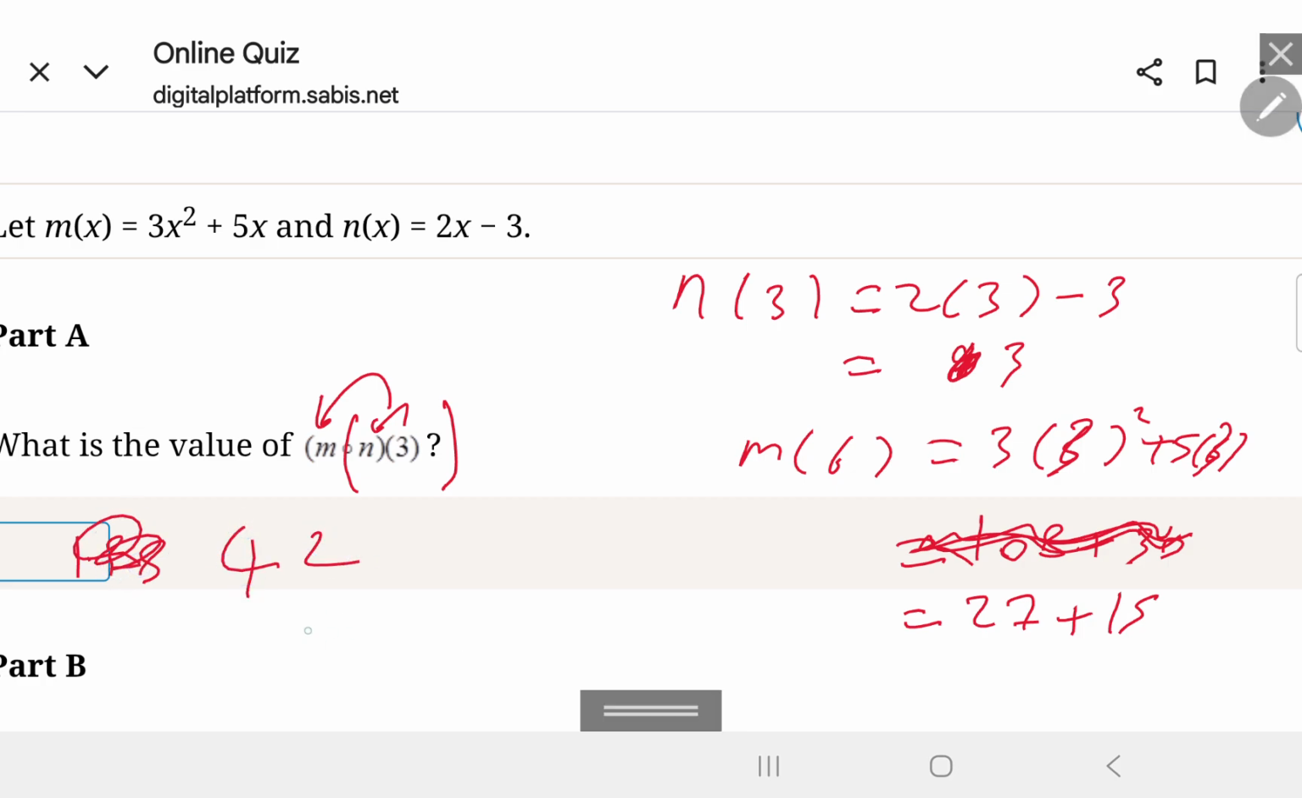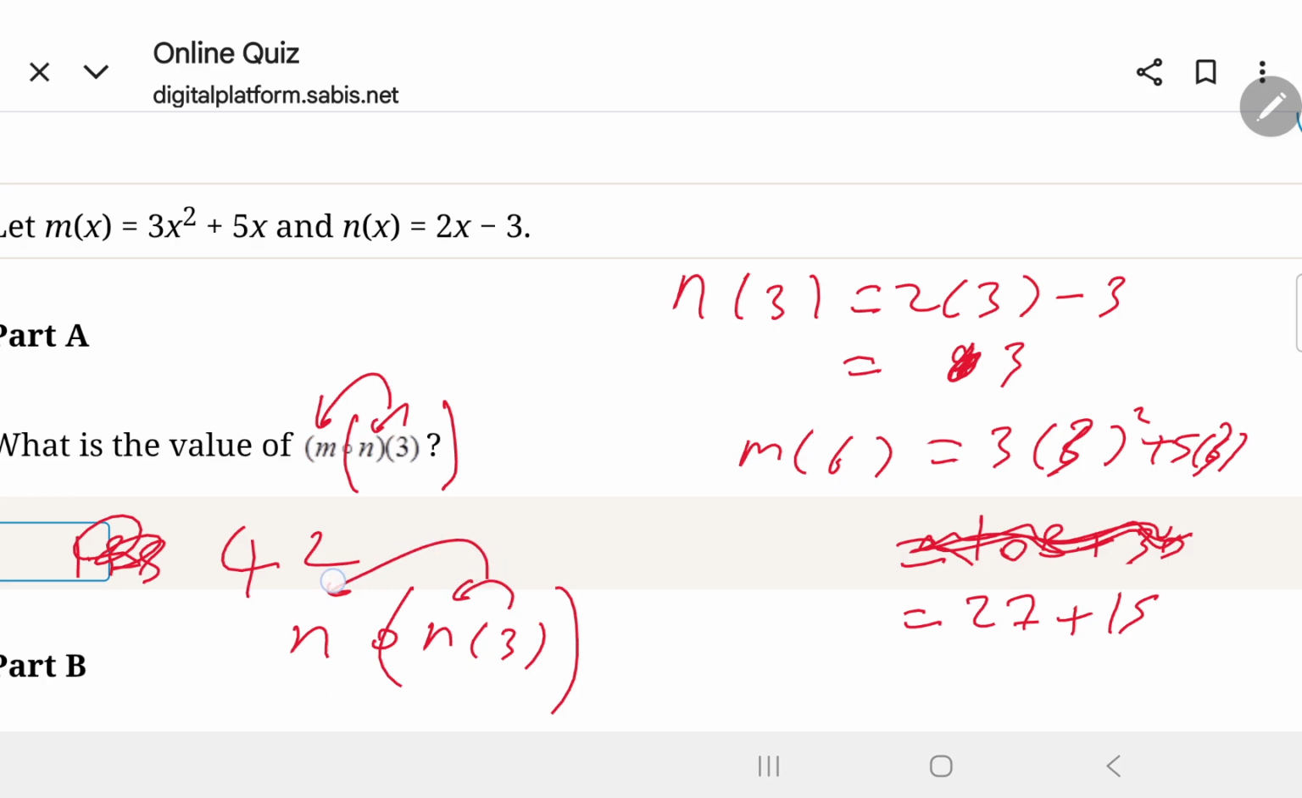And then when you do the opposite, you have to do n circle m of 3. The bracket, as we said, must be here. You plug 3 in m, then the answer you get, you plug it in n.